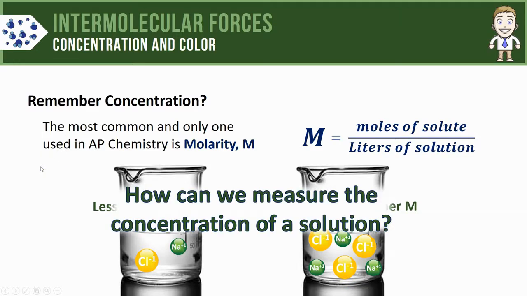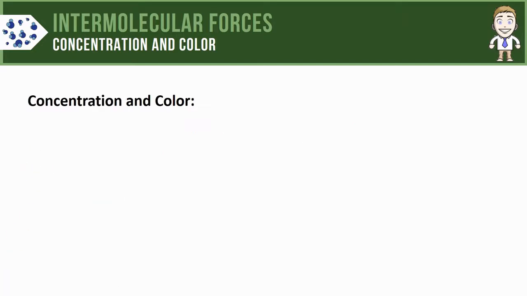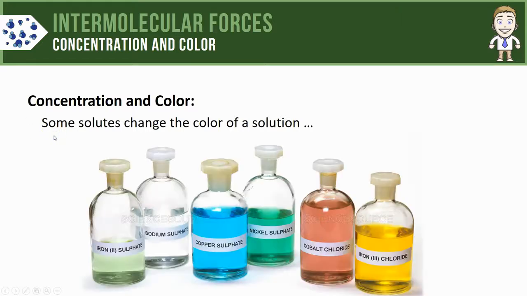In this video, we'll take a look at how we can measure these concentration values using the color of the solution. To measure the concentration of a solution using color, first you need a solute that actually changes the color of the solution. And not all solutes will do that, but some of them will. Typically, these involve transition metals like iron, copper, nickel, or cobalt.